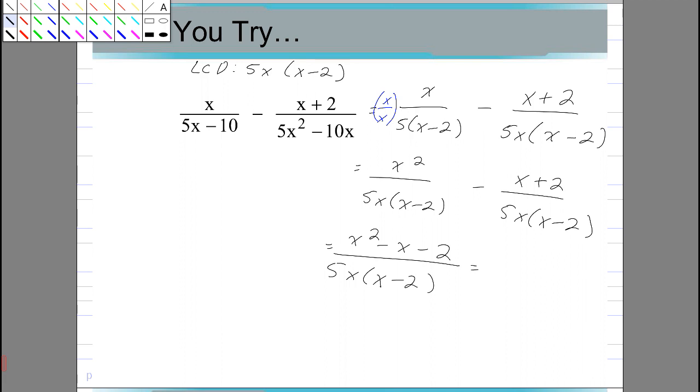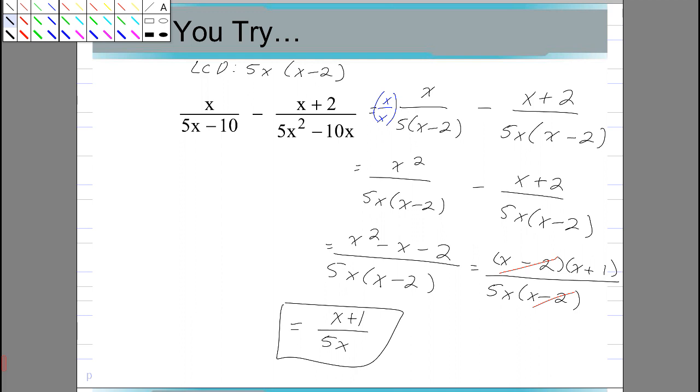I believe that numerator is going to factor as a 2 and a 1. We will have a negative 2 and a positive 1. And then we have an x minus 2 that cancels out. So our final answer there is x plus 1 over 5x. Make sure you're getting tons of practice as you're doing these on your own. Okay?